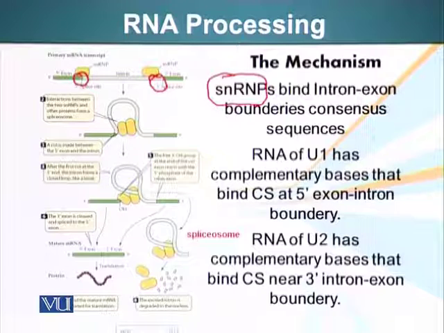Introns have consensus sequences. Consensus sequence means conserved sequences. All introns have the same sequence at the 5' end and a different sequence at the 3' end. All introns' 3' end will have the same sequence. All introns at the 5' end will have a different sequence from the one which is on the 3' end.